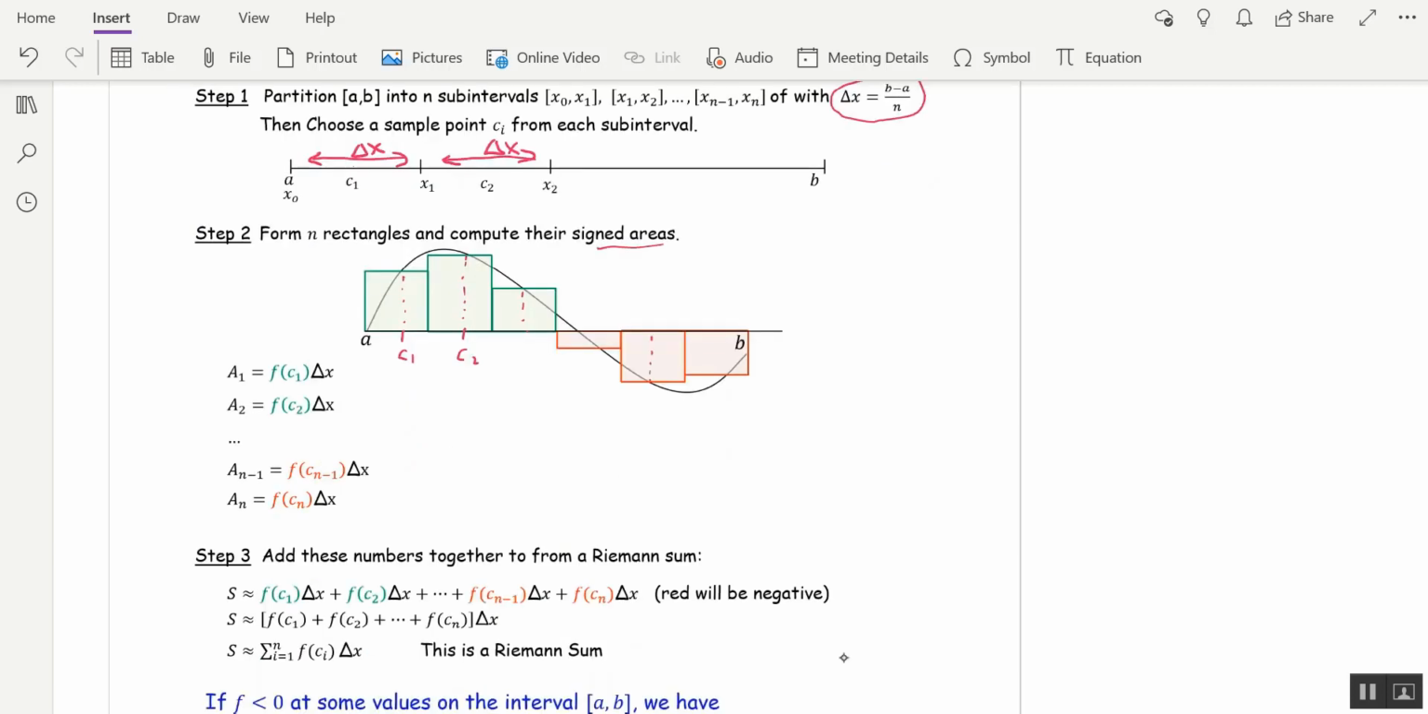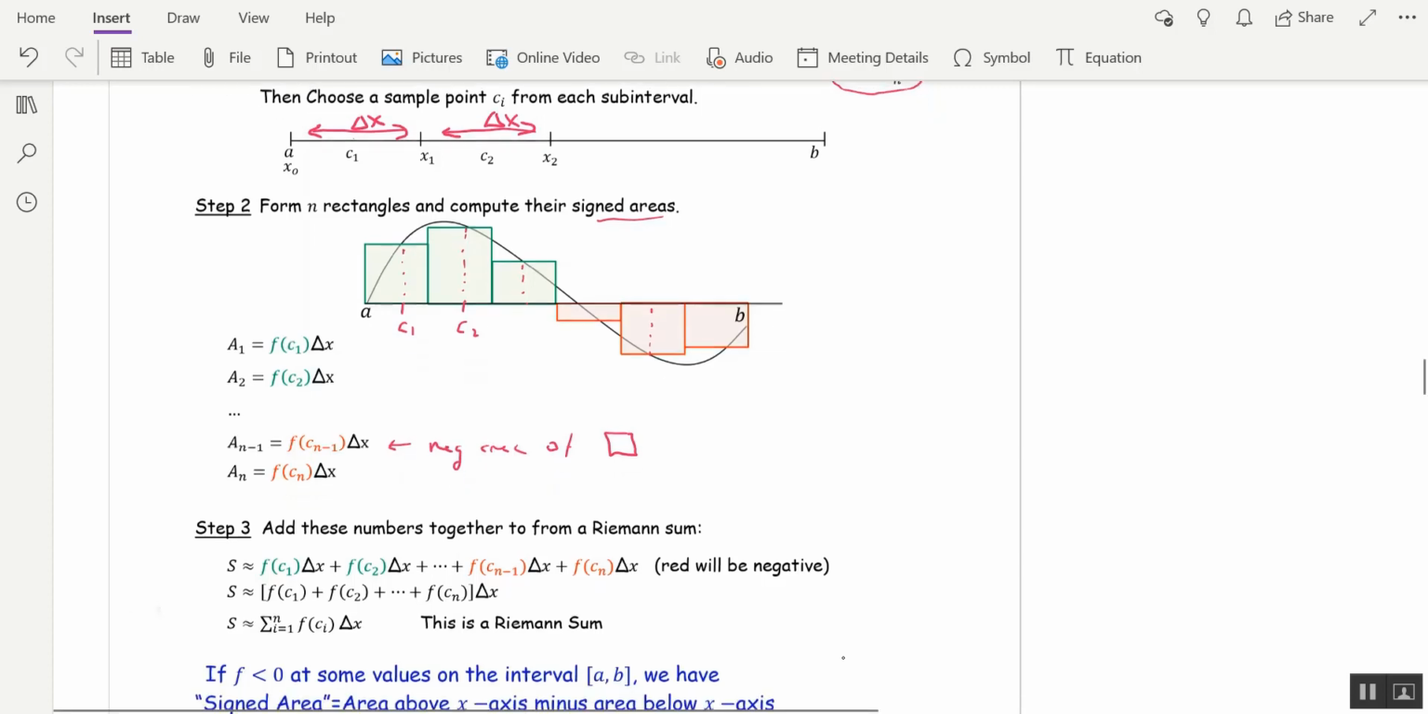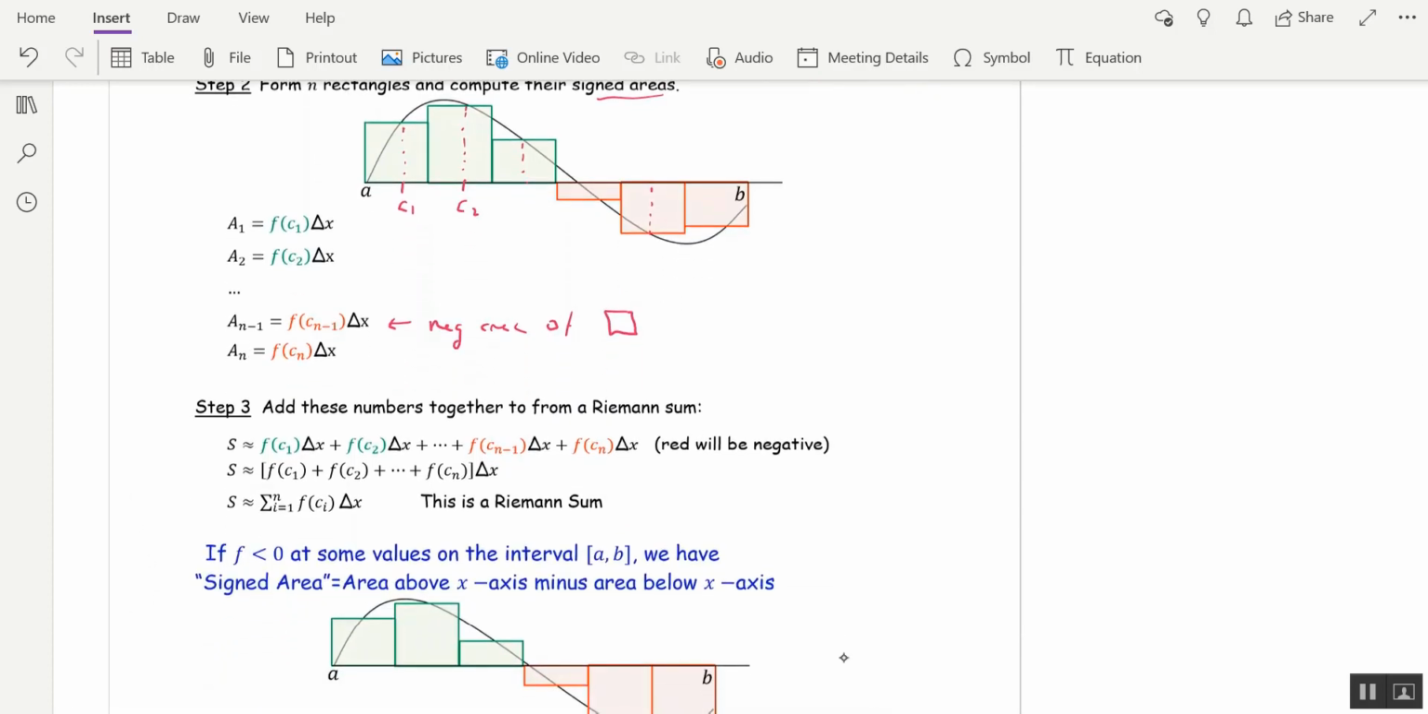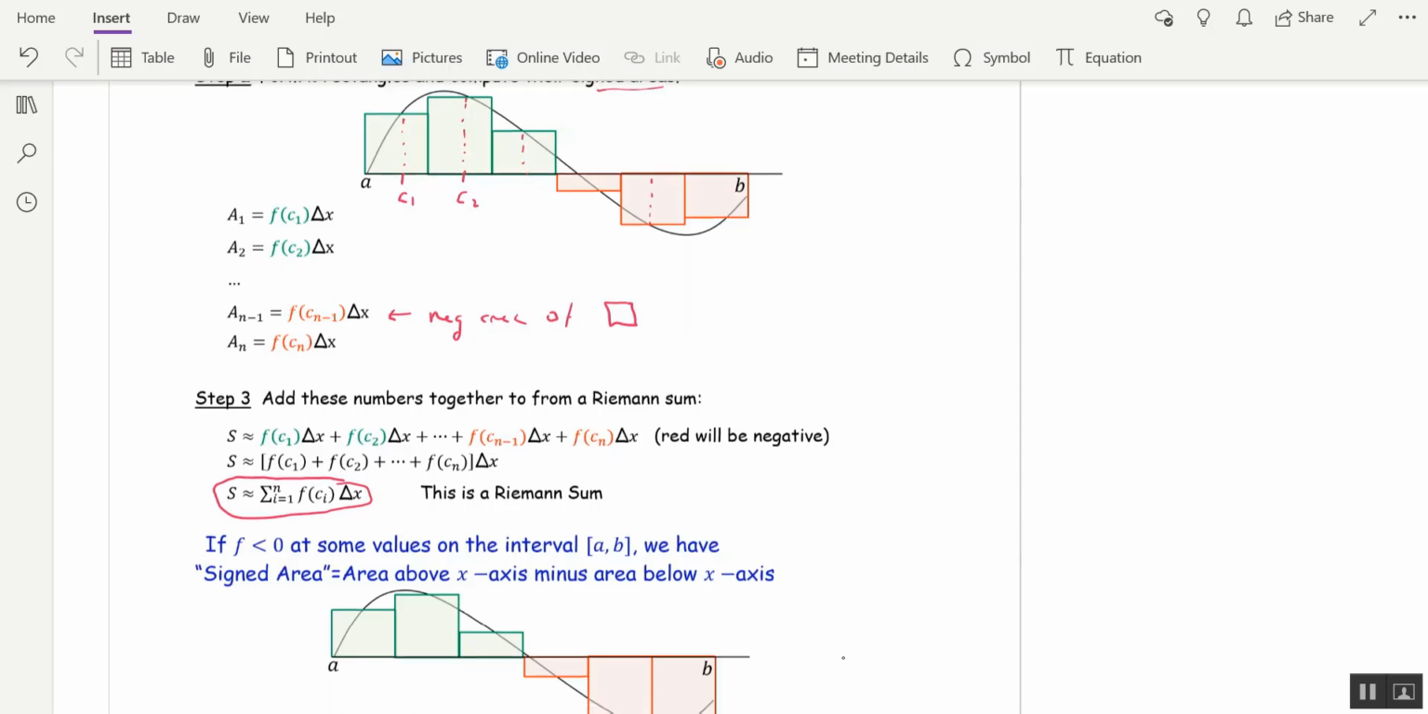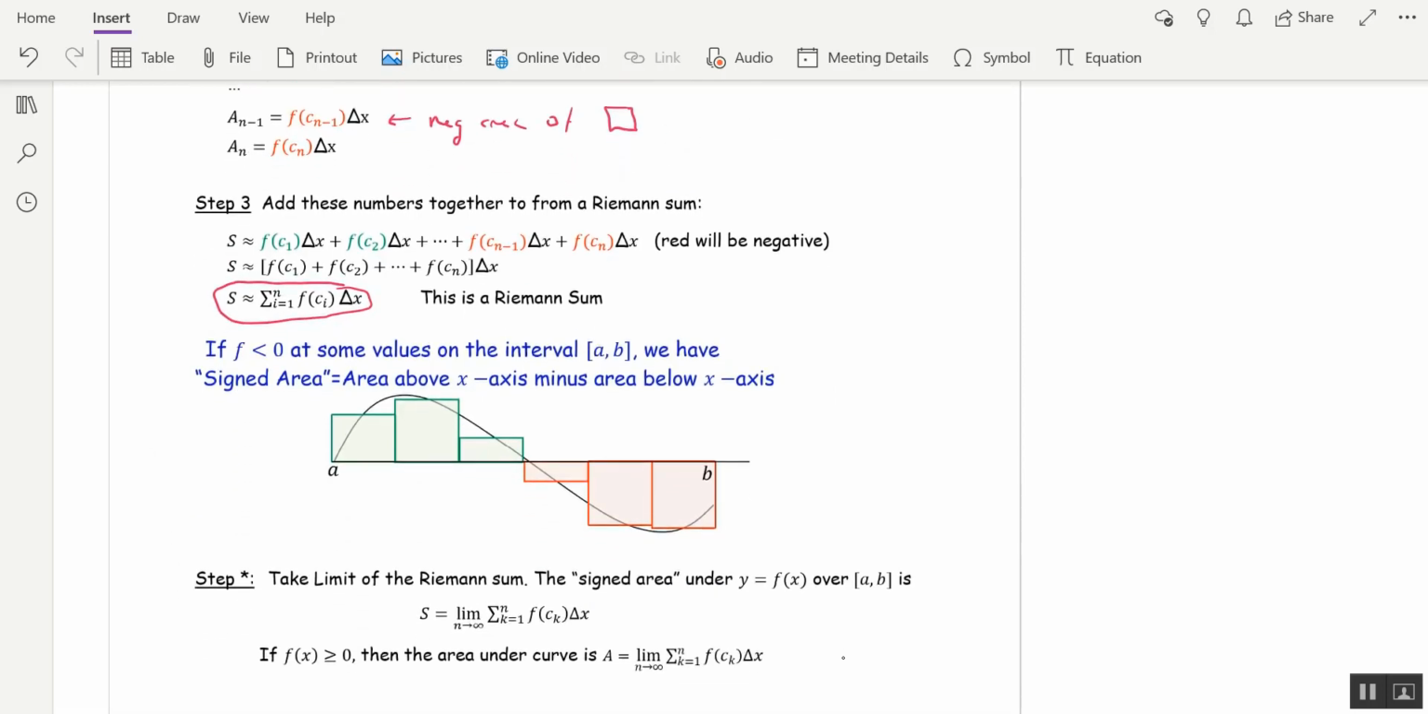Down here, when f of c_n is negative, then what this is, it's the negative of the area of the rectangle because the height is going to be a negative number. Now, if you add all those numbers up together, you get what we call a Riemann sum. And since it's a lot of adding, we like to use closed form with sigma notation: the sum i equals 1 to n of f of c_i times delta x. And if you use infinitely many rectangles, that's what we call the signed area underneath the curve.